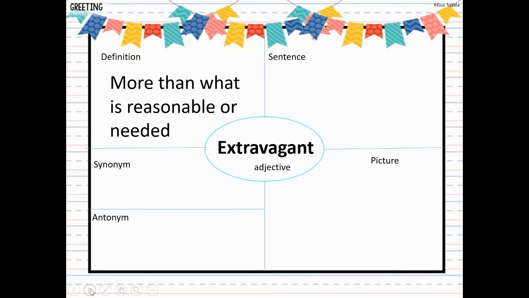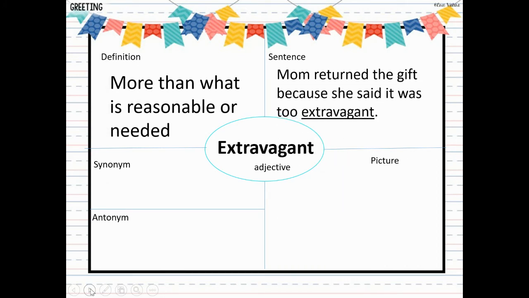Our next word was extravagant, which was more than what is needed. Mom returned the gift because she said it was too extravagant. Some people like simple things. Mom returned the gift because she said it was too extravagant, over the top, way more than what was needed. Mom returned the gift because she said it was too extravagant.